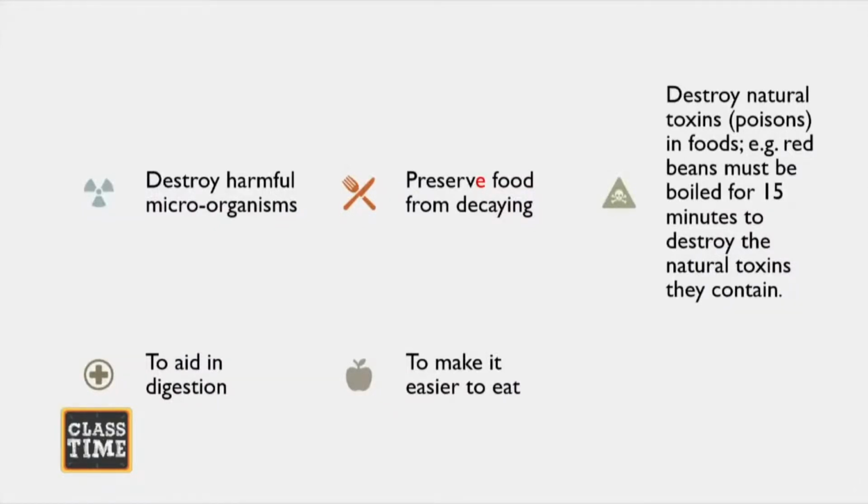Now, some foods in their natural state just kind of pass through your system because they're not as tender as you would want. So it aids in digestion when you cook food. Once the heat is applied, it tenderizes and softens the cellular structure of items and makes it easier to digest. And the next one we have here is to make it easier to eat.